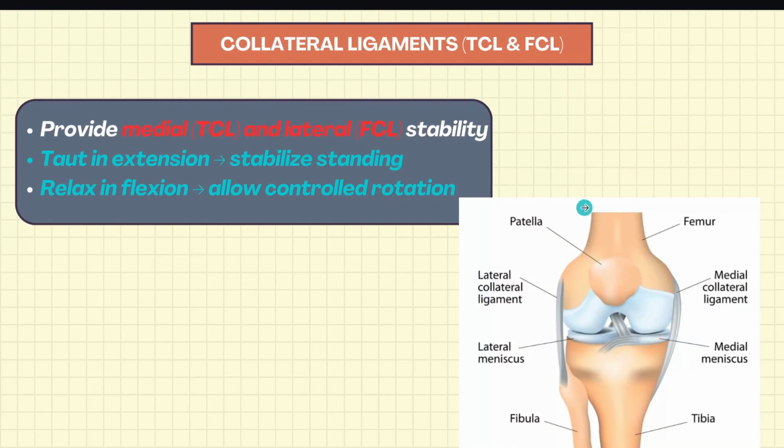Now for the collateral ligaments, you'll have a TCL, also called the medial collateral ligament, and you'll have an FCL, which is the lateral collateral ligament. That's basically all you need to know. Just one of them is medial and the other one is lateral. As you can see here, because you have the fibula over here, that means there's going to be a lateral collateral ligament. And because the tibia is over here, you're going to have the medial collateral ligament, also TCL and FCL.